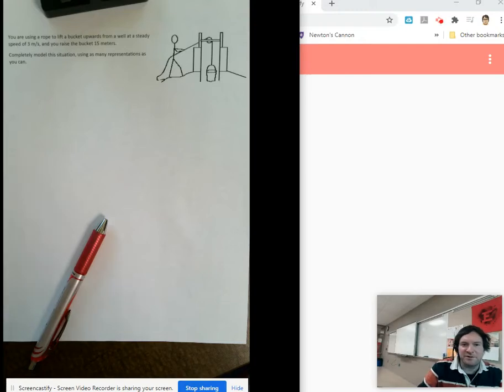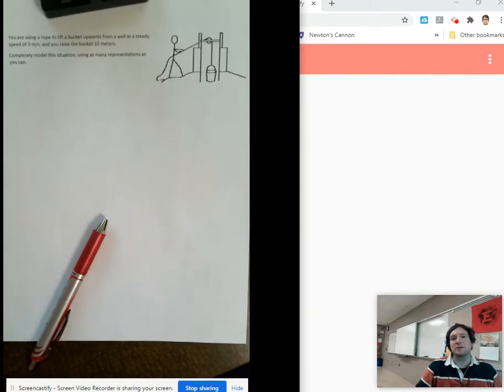Hi, I am interested in taking this situation. You're using a rope to lift a bucket upwards from a well at a steady speed of 3 meters per second, and you raise the bucket 15 meters. And I want to model this situation as thoroughly as I can. I want to use all the representations I can think of to show everything that I know about this motion.